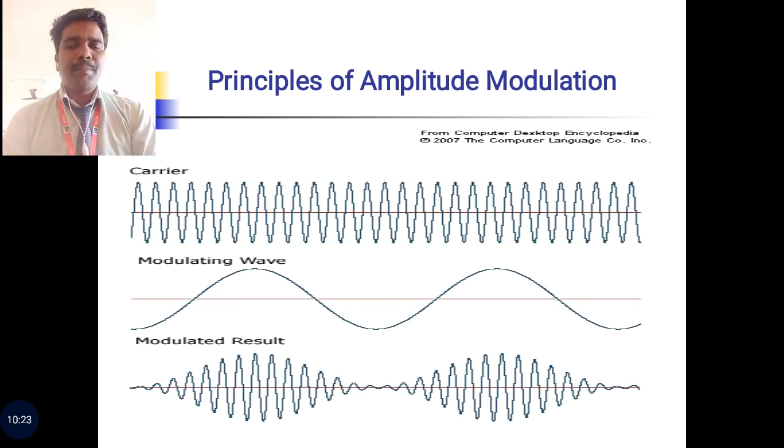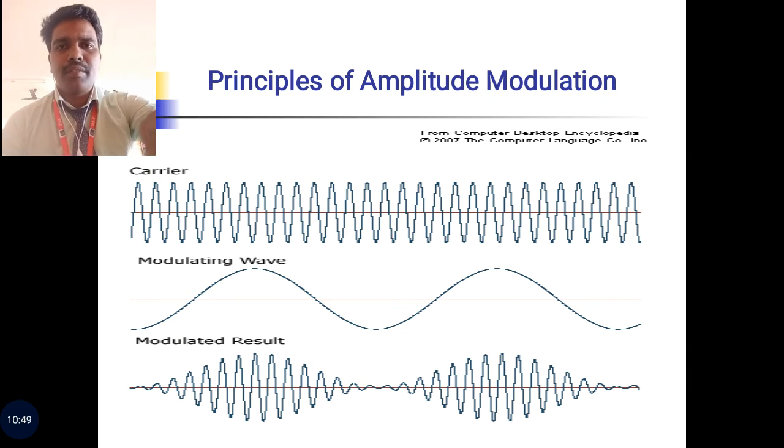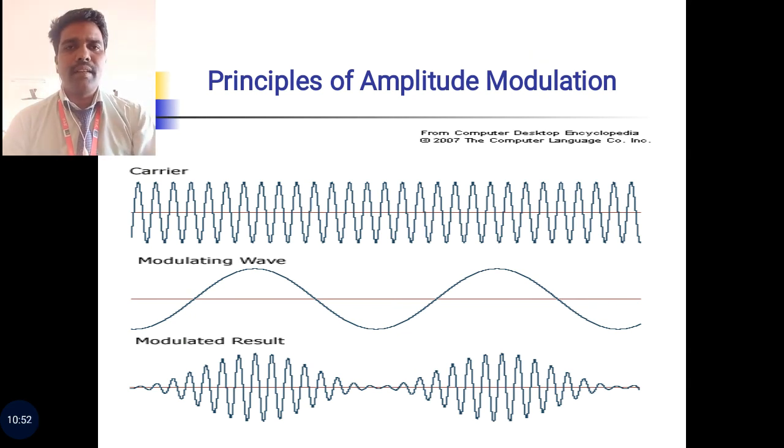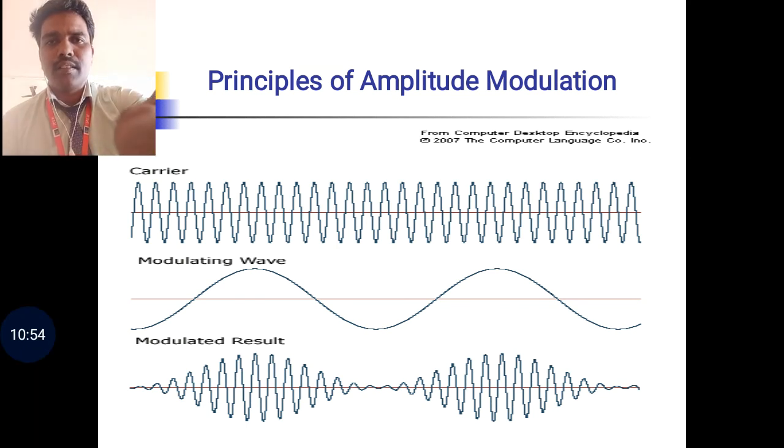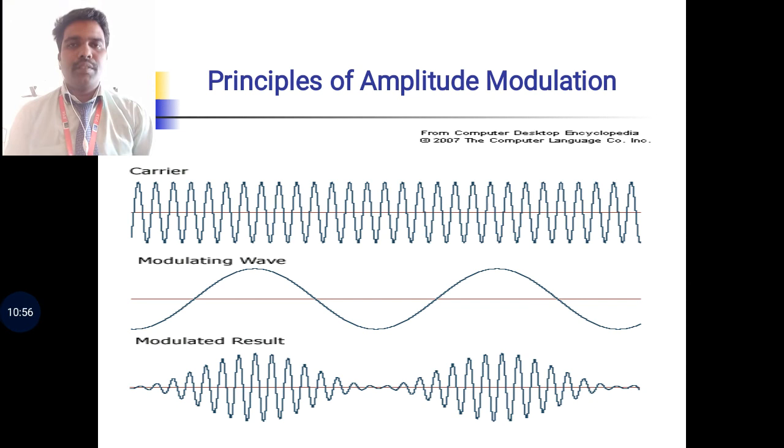And next, first look at the diagram. The first one is the carrier wave, the second one is the modulating wave, that means the message wave, and finally the modulated wave. Carrier means the amplitude is entirely constant; it is a high frequency signal, a supporting signal. The second one is the modulating wave, where the amplitude is variable; it is a low frequency signal. The third one is a mixing of carrier and modulating wave, that is the AM modulated signal.